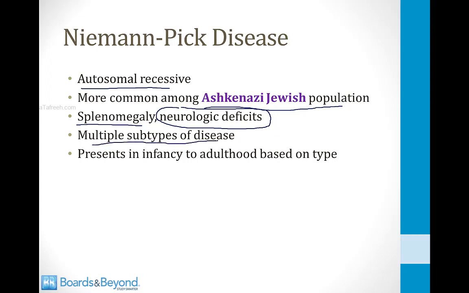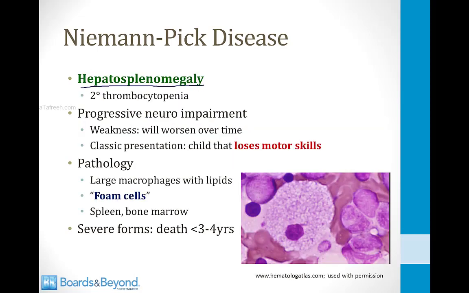There are multiple subtypes of the disease, and the severity can range from mild to very severe, and it can present anywhere from infancy to adulthood based on the type of disease that the child or the adult has. Niemann-Pick disease can result in hepatosplenomegaly just like Gaucher's disease, and because of the enlarged spleen, secondary thrombocytopenia can potentially develop and lead to bruising and bleeding. In addition, there is progressive neuroimpairment, so it will start slowly and worsen over time as the sphingolipids accumulate. And one of the classic ways for this to present is a child that was previously well but begins to lose motor skills that they had previously appeared to master.